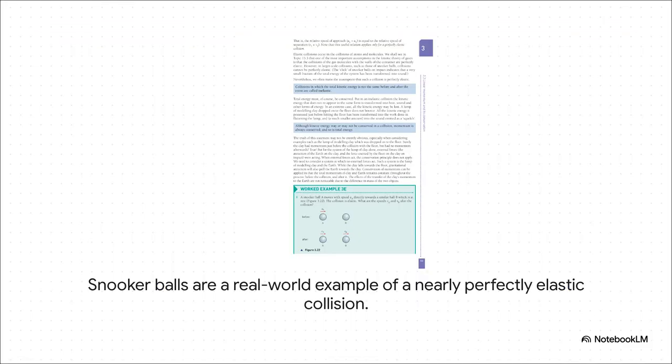The collision of snooker balls is pretty much the poster child for a nearly perfect elastic collision. They're designed to be incredibly hard so they don't deform, which means very little energy gets wasted as heat or sound when they hit each other. Let's actually prove that with some numbers.